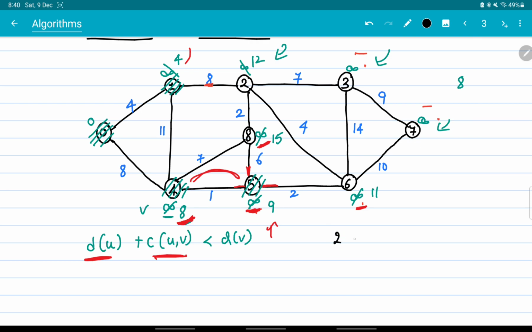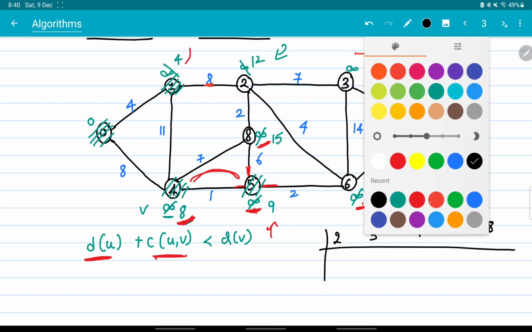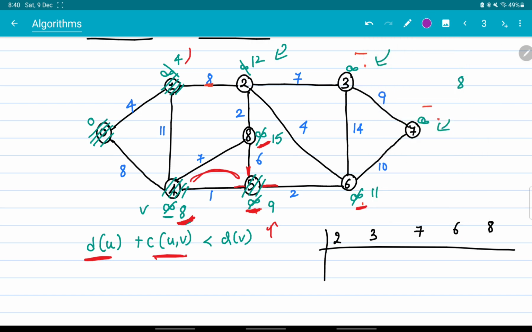Now what are the leftover nodes? 2, 3, 7, 6, 8. Okay, these are the leftover vertices. And what are their cost values or distance values? Distance value of 2 is 12, of 3 infinity, 7 infinity, 6 is 11. Okay, just now updated the value of 6. And the value of 8 is 15.